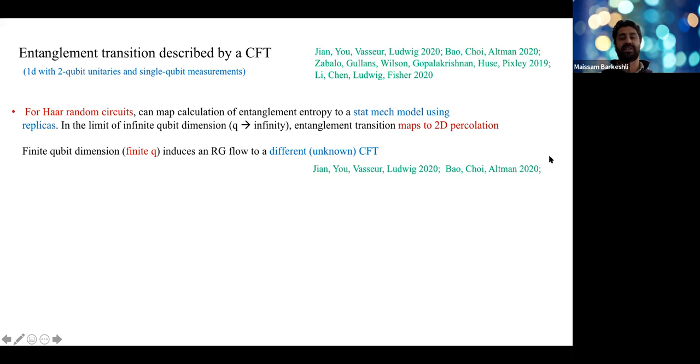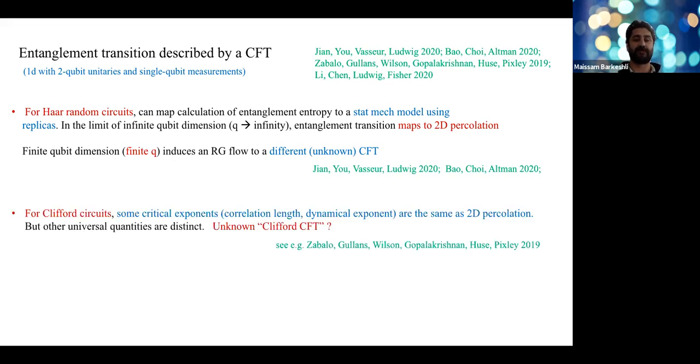And what these authors showed is that in the limit where the qubit dimension is infinite, this entanglement transition maps directly to a 2D classical percolation problem in this statistical mechanics model. And finite qubit dimension, you can think of as a relevant operator at this 2D percolation fixed point, which triggers an RG flow to some different conformal field theory. And it's unknown what its properties are.